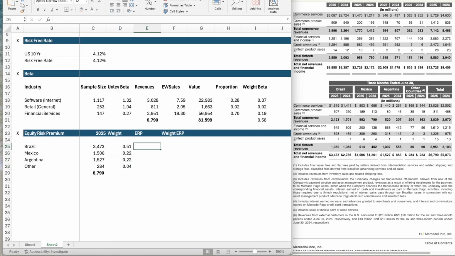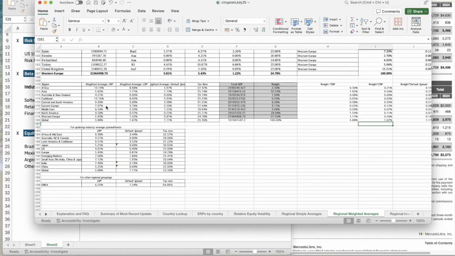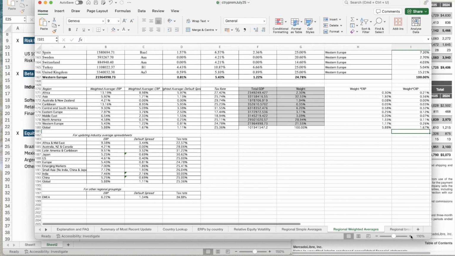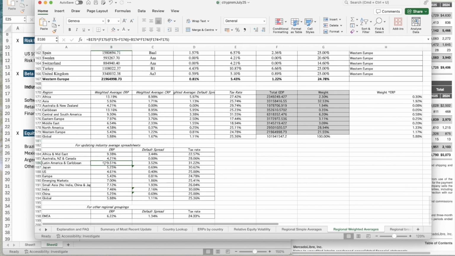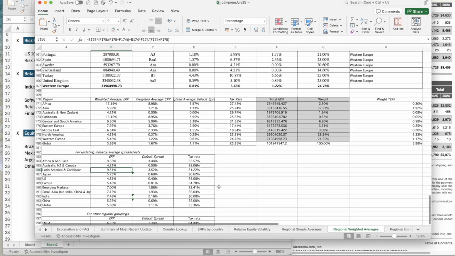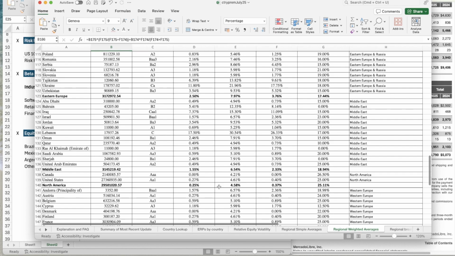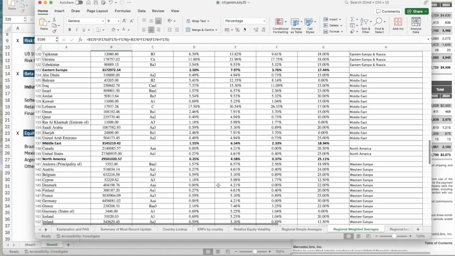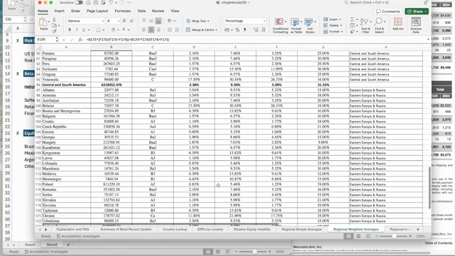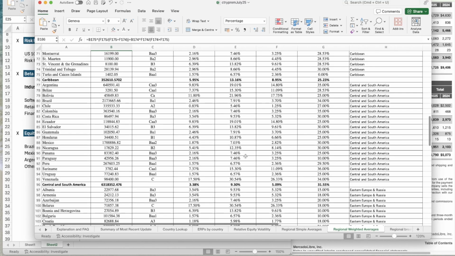And then there's ERP. So let's go back to our country premium. I'll pull this across. If you can see this, the equity risk premium for Latin America and the Caribbean is 9.51%. But I think really we want to break them down. So Central and South America, what did I say it was? 9.51%. If you take Central and South America, it's 9.3%.